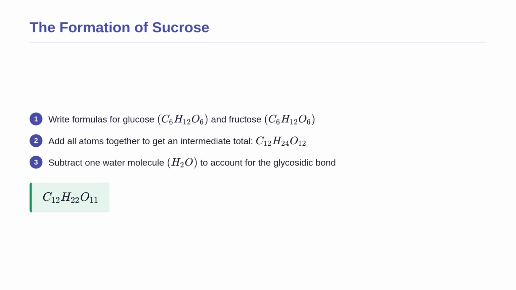We add the formulas together to get our initial total of 12 carbons, 24 hydrogens, and 12 oxygens. Then, we subtract the H2O molecule required to form the O-glycosidic bond. The final formula is C12H22O11. This proves that maltose and sucrose share the exact same formula, despite behaving completely differently in our bodies.